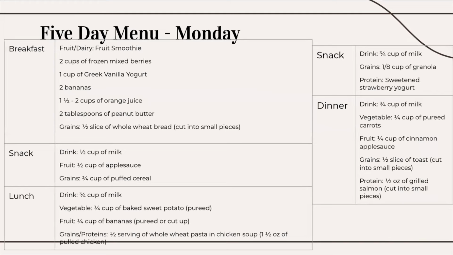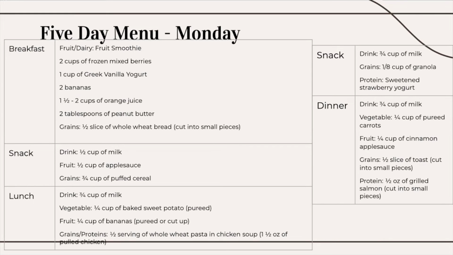So for the 5-day menu, I took days Monday and Tuesday. To begin with, for breakfast on Monday, the child can have a fruit smoothie, which will cover the fruit and dairy aspect of the meal. The smoothie consists of 2 cups of frozen mixed berries, 1 cup of Greek vanilla yogurt, 2 bananas, 1.5 to 2 cups of orange juice, 2 tablespoons of peanut butter, and then for the grains, they can have half a slice of whole wheat bread cut into small pieces.